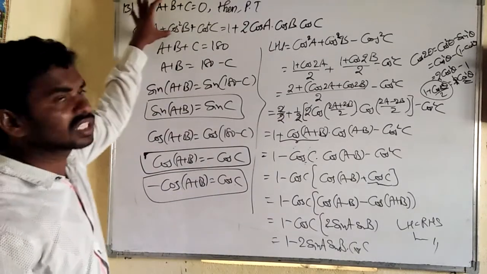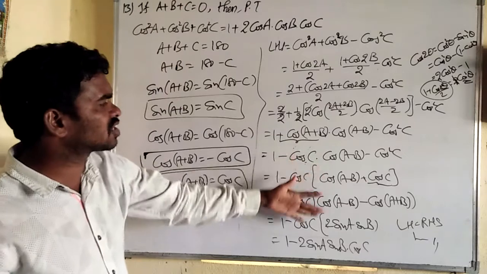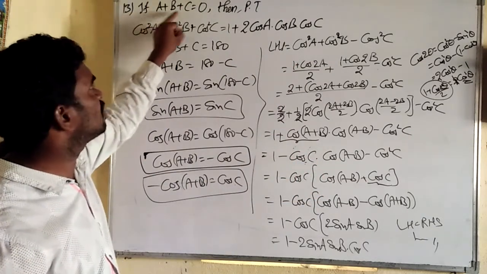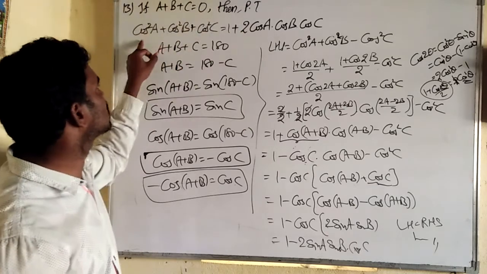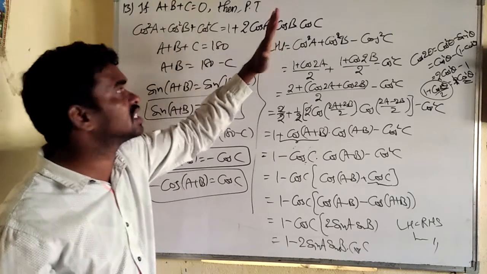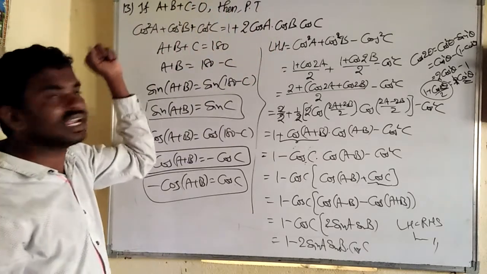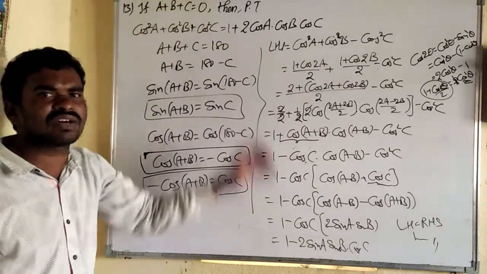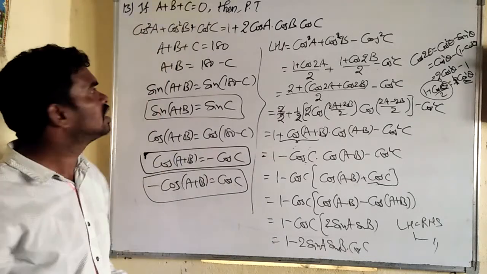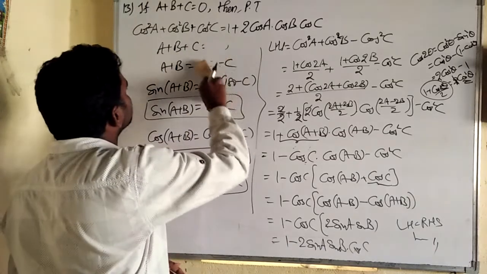Okay. First see the 13th question. This is also like the 12th answer only. That's why I did not remove this. What is the 13th question? If a plus b plus c is equal to 0, then prove that cos square a plus cos square b plus cos square c is equal to 1 plus 2 cos a cos b cos c. This is the question. Actually, in every question, a, b, c are angles of a triangle. But here the condition is a plus b plus c is equal to 0 degrees. Means we should take 0 only.